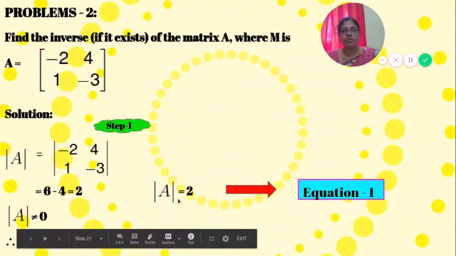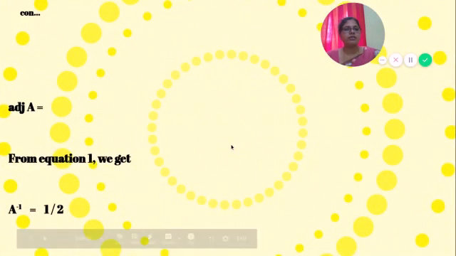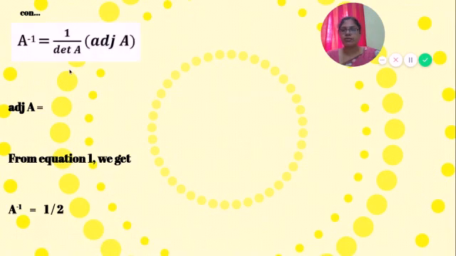I am taking the value of modulus of A, which is 2, as equation 1, because we have to substitute it in the formula. So, this is the formula for the inverse of matrix A, that is A inverse is equal to 1 by determinant A, ADJ A. We have found the value of modulus of A. Now we have to find the value of adjoint A.